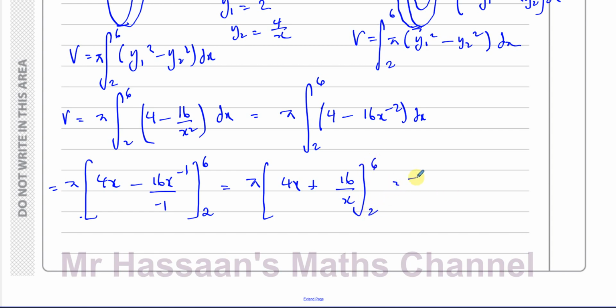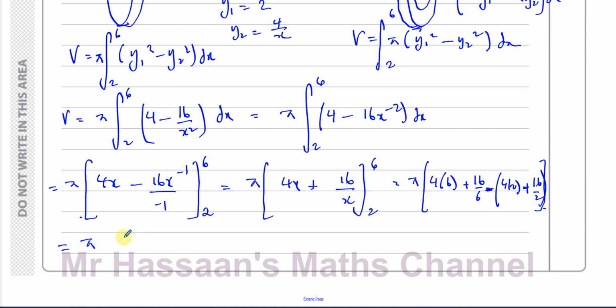So we have pi. And now we're going to put the values of 6. So 4 times 6 plus 16 over 6 minus, and then you're going to have 2 times 4, that's 8, minus 16 over 2, that's another 8. Okay, plus 16 over 2, that's another 8. So we're almost done now.